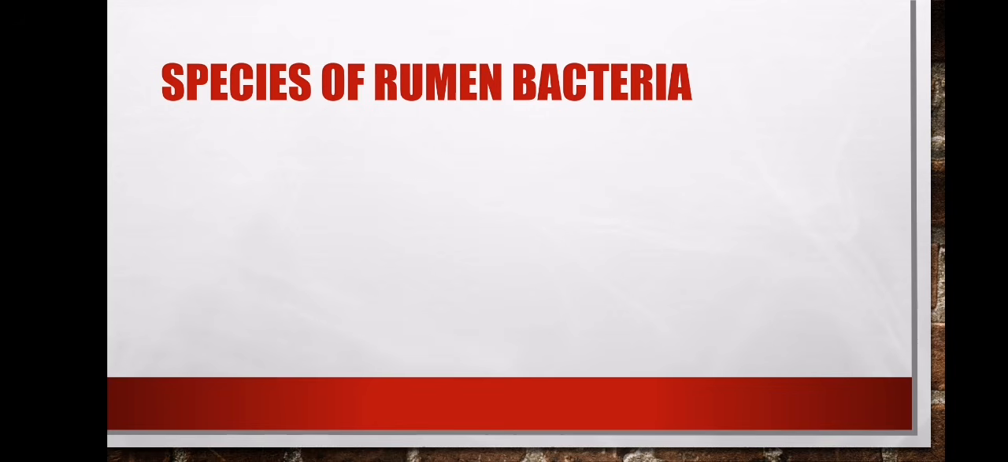We say that there are 3. We have the bacteria, protozoa, and fungi. When we look at this, good people, let us be specific now and talk about the rumen bacteria. The population of bacteria that we get in the rumen, species of rumen bacteria. This is what I want you to understand.